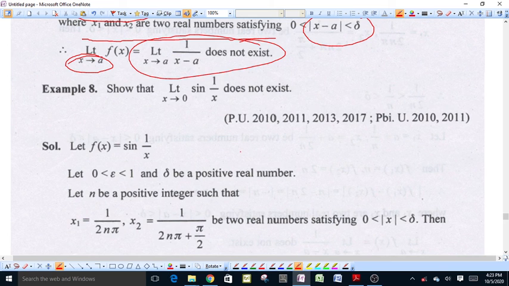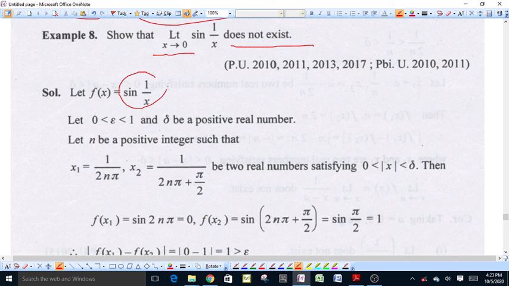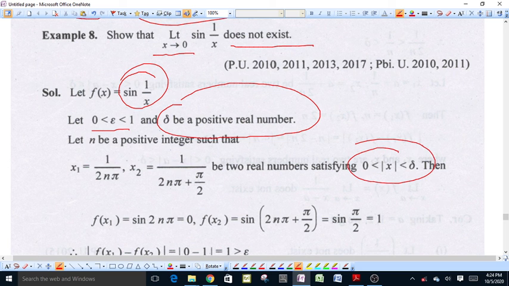Now show that the limit of sine 1 by x as x approaches 0 does not exist. We have taken here f(x) is equal to sine of 1 by x, and we take epsilon between 0 and 1, a positive real number, and delta is another positive real number, such that in the delta neighborhood of 0, if we take two numbers x1 and x2, suppose x1 is equal to 1 upon 2n pi and x2 is equal to 1 upon 2n pi plus pi by 2.